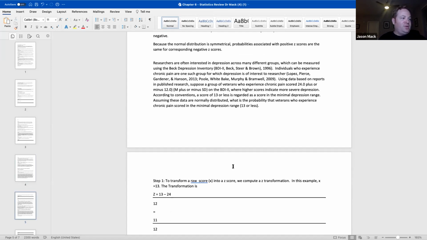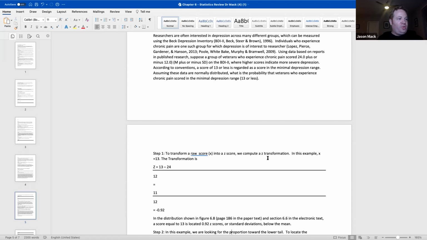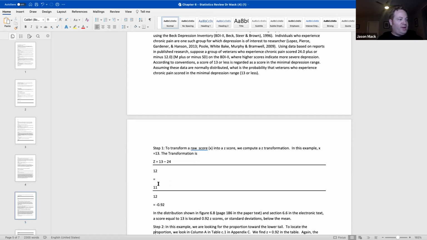Step 1, to transform a raw score x into a z-score, we compute a z transformation. In this example, the score is 13. So z is equal to 13 minus 24 divided by 12. Therefore, negative 11 divided by 12 is equal to negative 0.92.